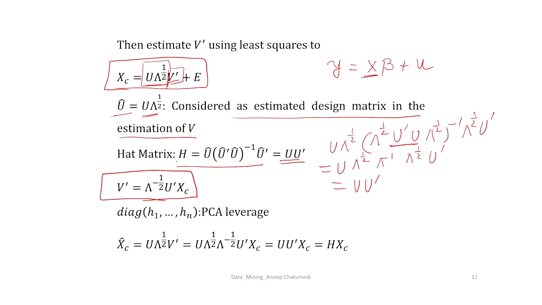Then the diagonals of this hat matrix are, say, h1, h2, hn. And these diagonals provide you PCA leverage. And then Xc hat is equal to U lambda to the power half V transpose. Then we substitute the value of V transpose here, which is lambda to the power minus half U transpose Xc. So, you get U transpose Xc here, which is equal to H Xc. Xc hat is equal to H Xc. You just compare it with y hat equal to H y in the multiple linear regression model.